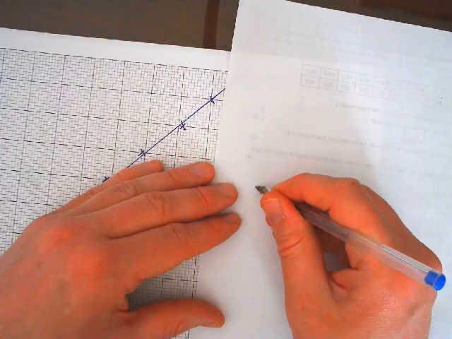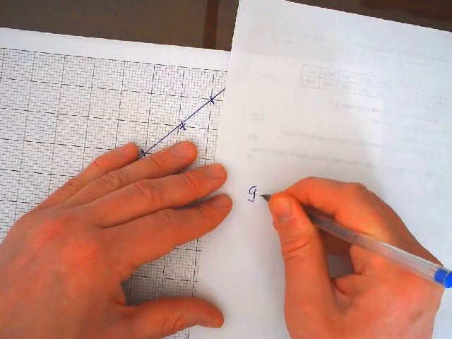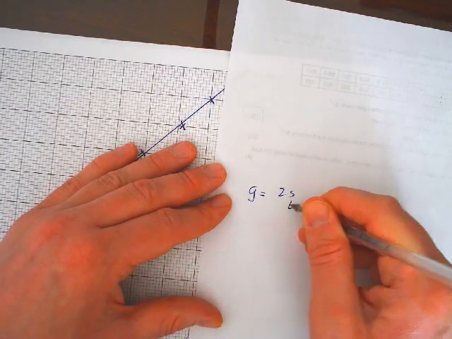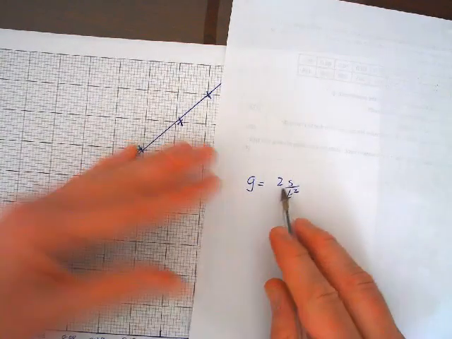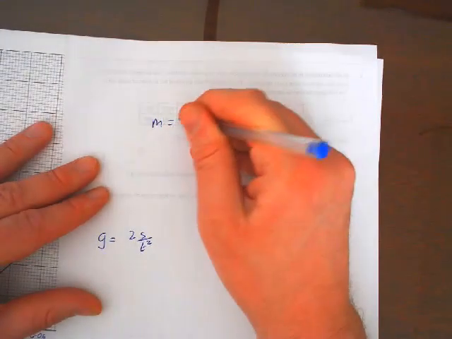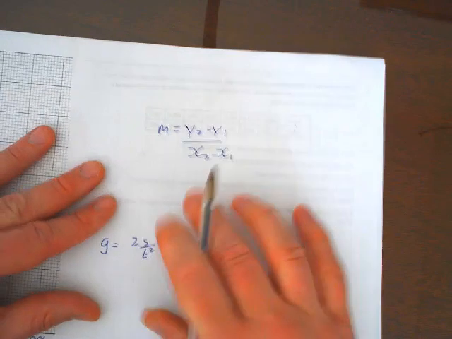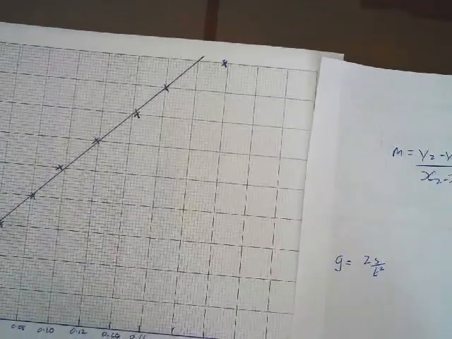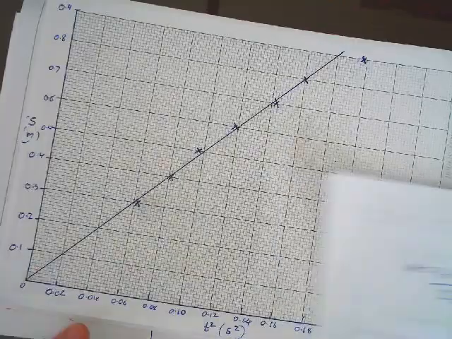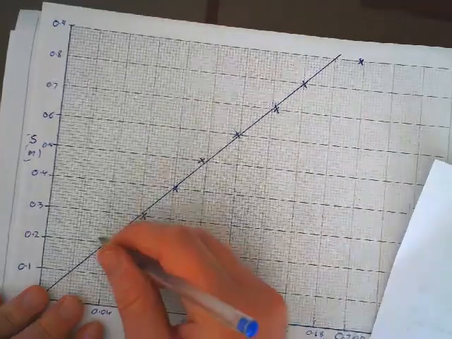Earlier we said that if we were to rearrange this, we'd have g is equal to 2s over t squared, or that g is twice the slope of this graph. So we need to get the slope of this graph. Let's go m is equal to y2 minus y1 over x2 minus x1. And again, these are from your logbooks. Get familiar with them.